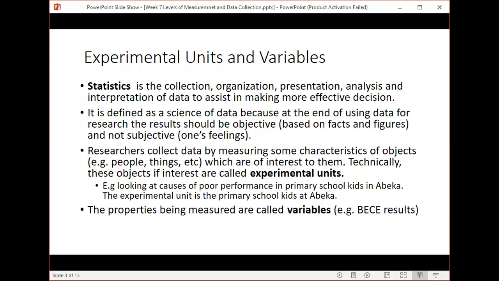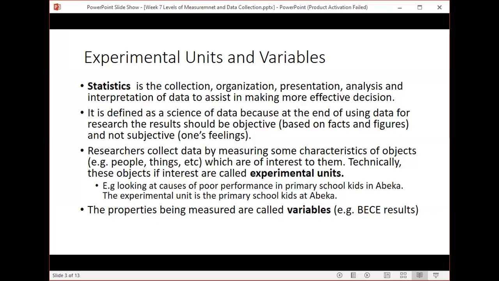Okay, if I'm a scientist, a marine biologist, and I want to look at sharks in the ocean or whatever it is, the sharks are my experimental unit, so it's not necessarily humans. It could be houses, it could be trees, it could be anything that is of interest to the researcher that I'm gathering information about. That's what makes the experimental unit.